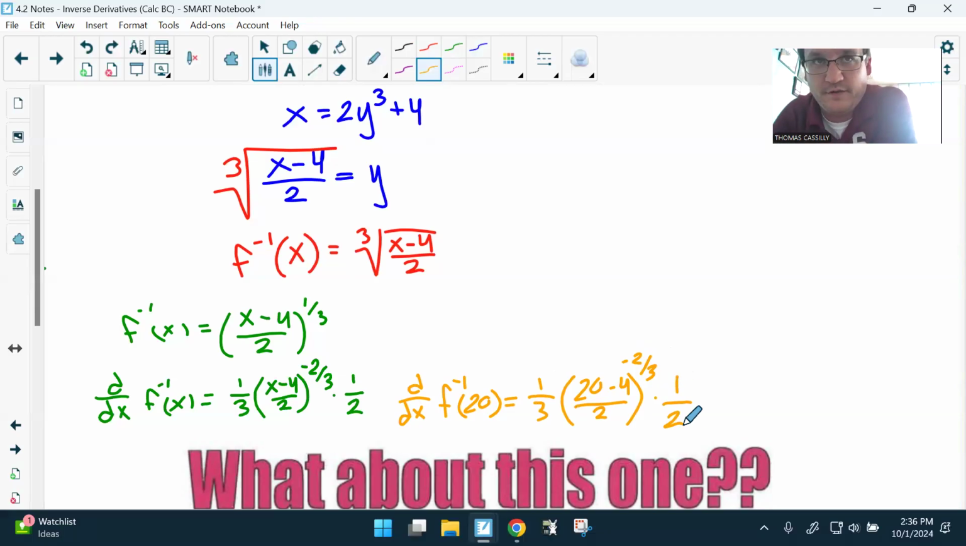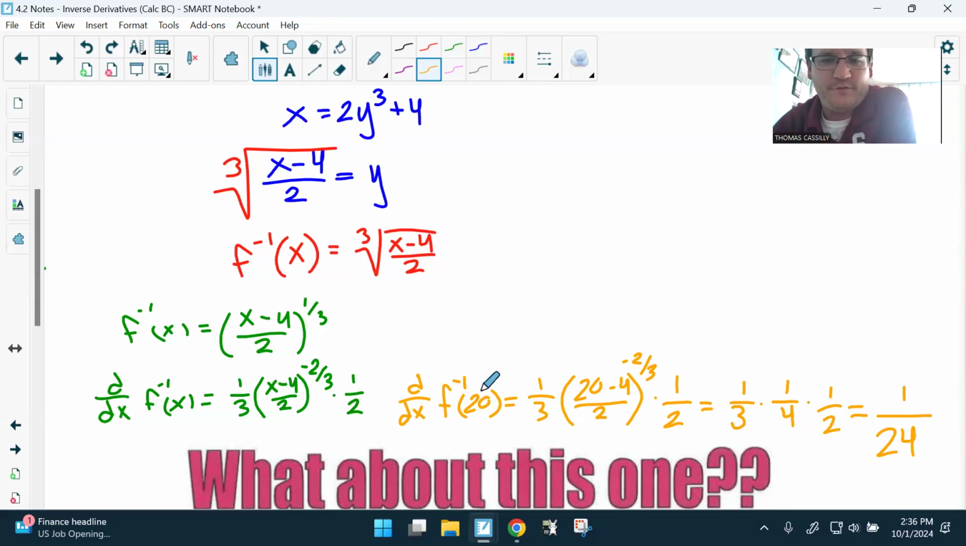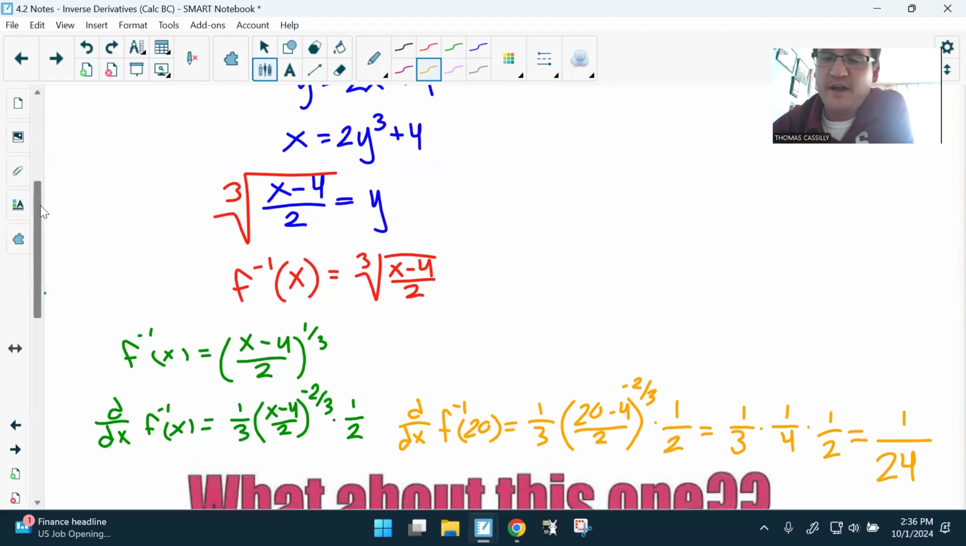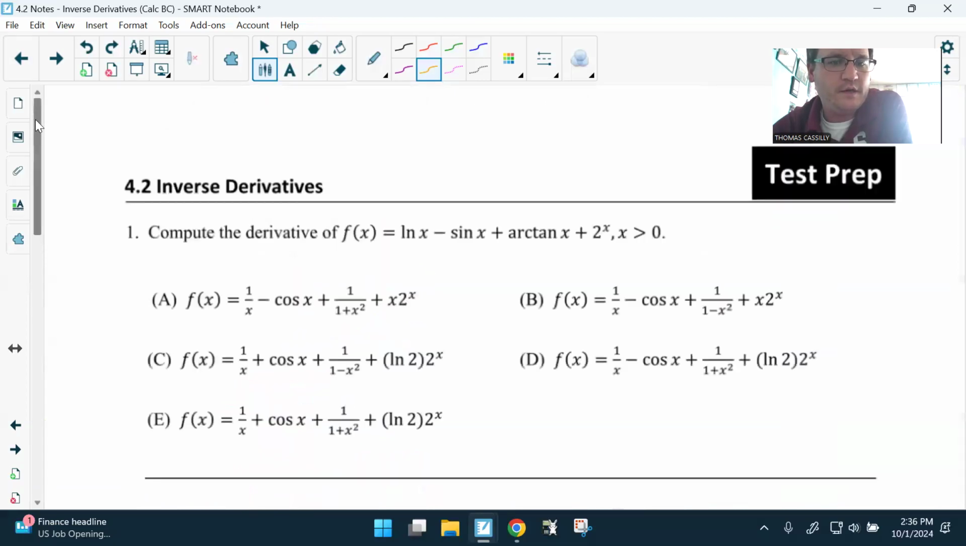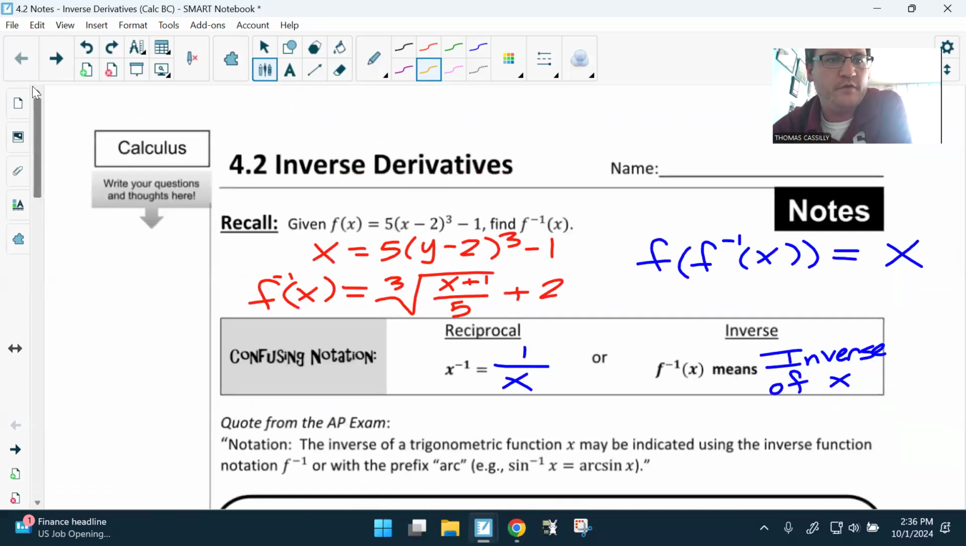20 minus 4 is 16. 16 divided by 2 is 8. That's going to be 2, 4 on bottom. So this equals 1/3 times 1/4 times 1/2, which gives us 1 over 24. All right, so that's how we could do that if we were to actually just kind of brute force finding the derivative, 1/24. Now, let's do it using the formula that we derived, that we worked so hard for, that's on one of these pages.